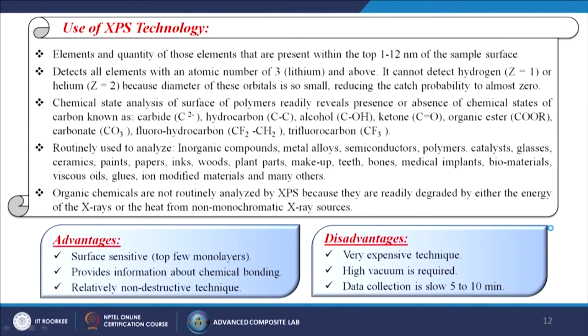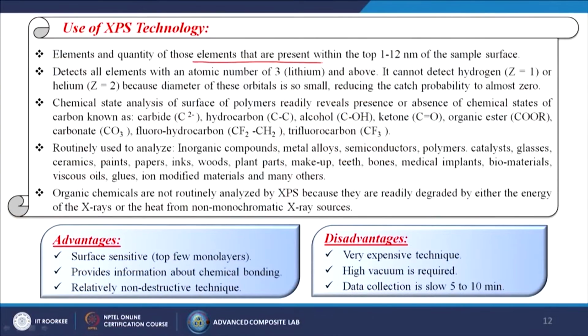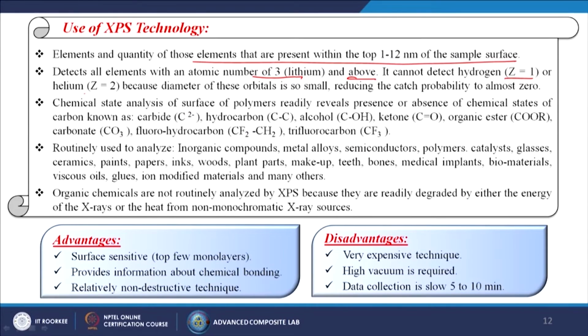What are the uses of the XPS technology? It identifies elements and the quantity of those elements present within the top 1 to 10 nanometer of the sample surface. It detects all elements with an atomic number of 3, lithium, and above. Hydrogen and helium cannot be detected. It cannot detect hydrogen, Z equal to 1, or helium, Z equal to 2, because the diameter of these orbitals is so small, reducing the capture probability to almost 0.